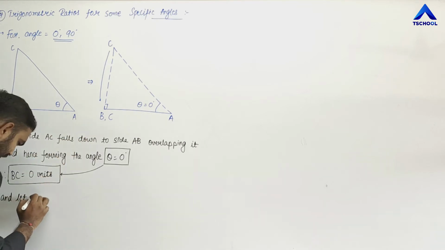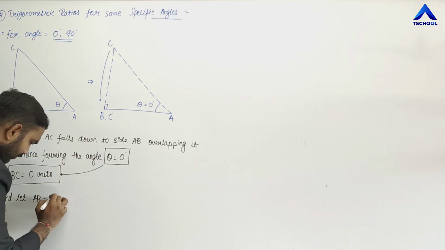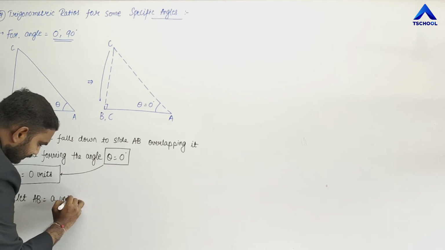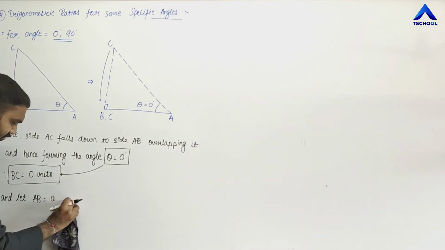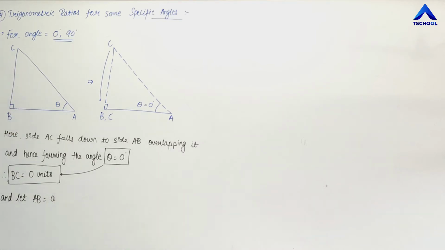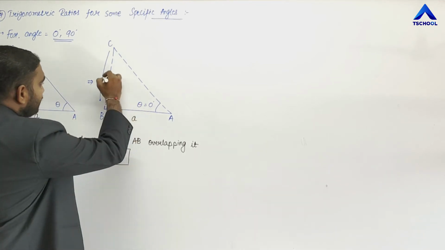let AB equals to A units, or A units એટલા માટે લખીએ કારણ કે length છે. You can say that AB equals to A. So in the previous case here we had this as A. This is now 0 in this case, right? So let me write down here, this is A, this is 0.